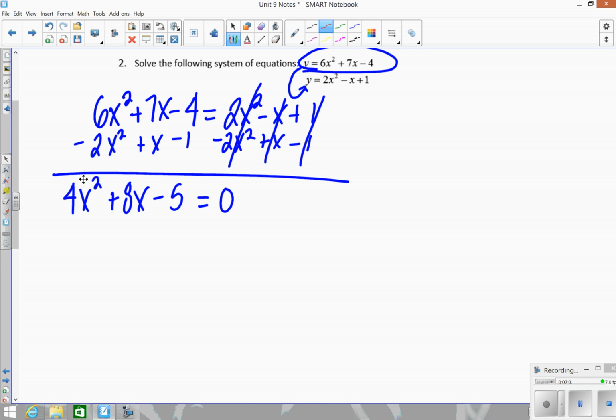What I'm going to do is use that AC slide method, which will create factor by grouping. So I multiply these. We need numbers that multiply to negative 20, and we need them to add to the middle term, which is 8. So the two numbers that multiply to negative 20 but add to 8 are 10 and negative 2.